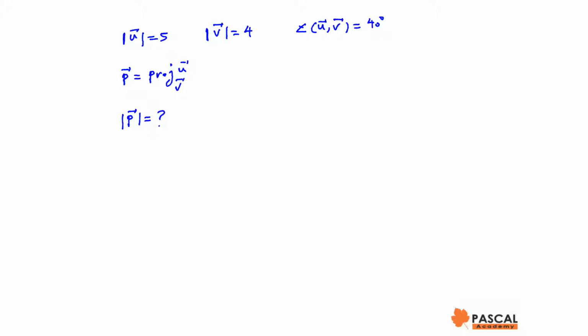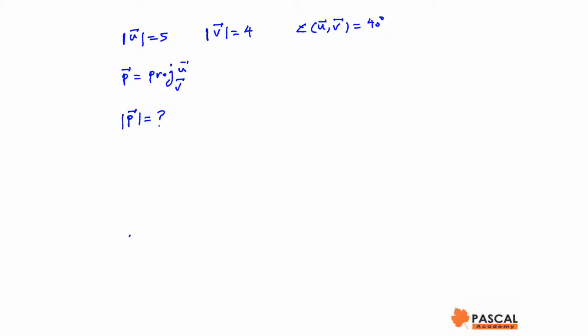Let's have an example. Magnitude of vector U is 5, magnitude of vector V is 4, and angle between the two vectors U and V is 40 degrees. Draw vector P, projection of U on V, and find the magnitude of vector P.